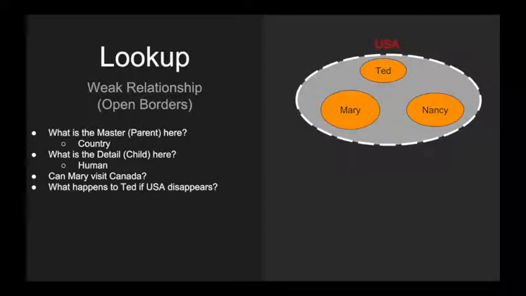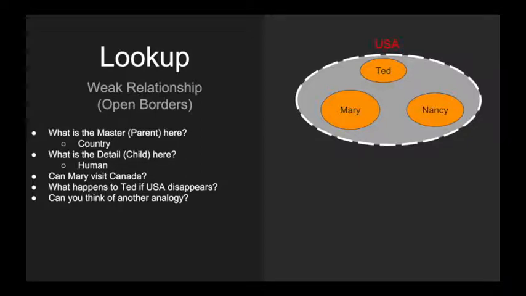In a lookup relationship, what happens to a human, say Ted, if USA disappears? Nothing, right? Ted is still there. Humans existed before USA was there. But say Texas did not exist, the state. The legal entity Texas did not exist before USA. So can you think of another analogy that can demonstrate the weak relationship, a lookup relationship?